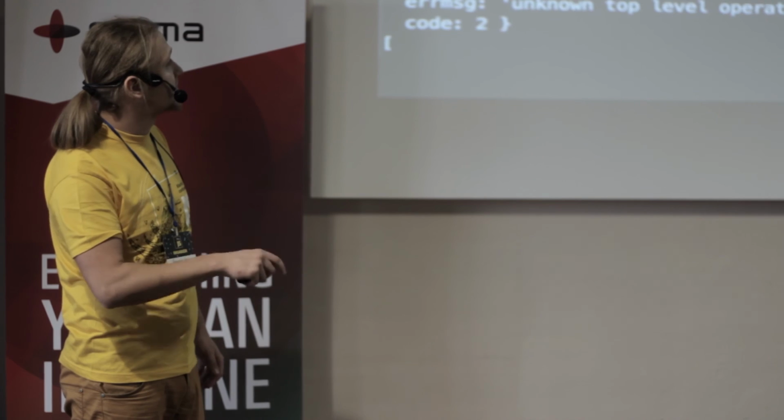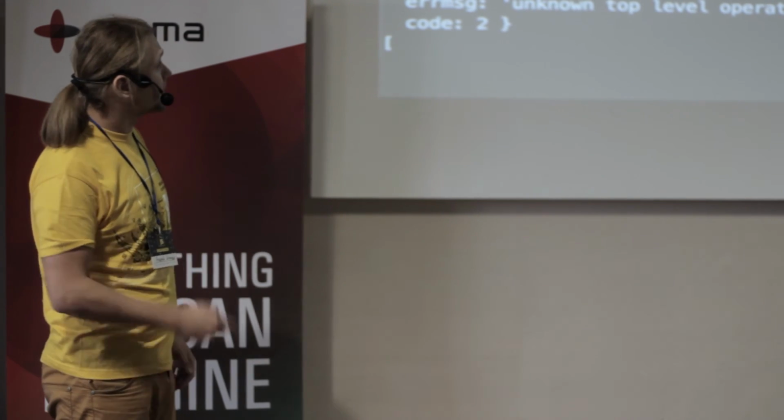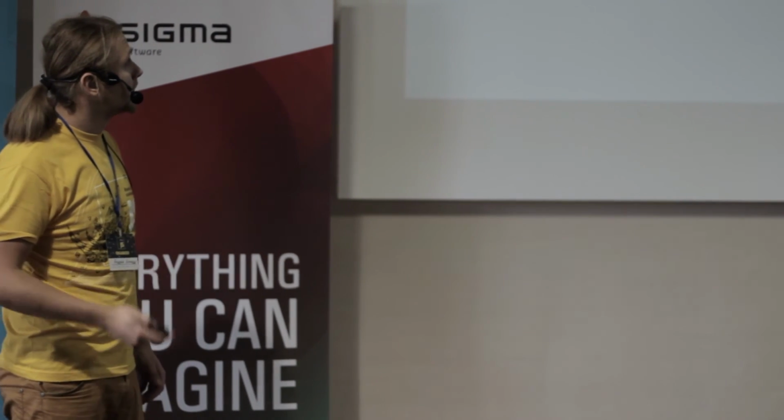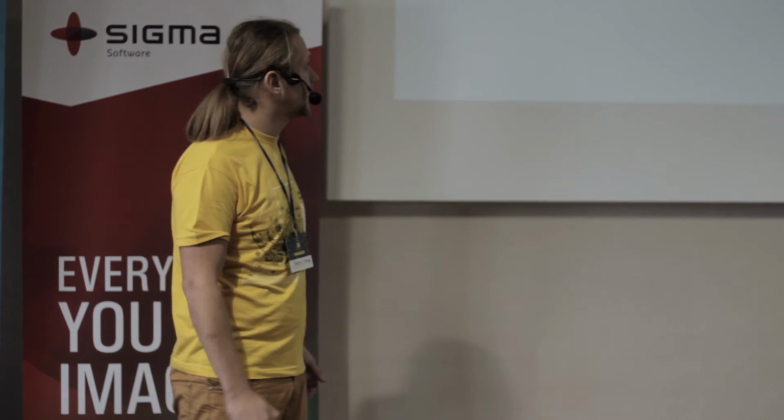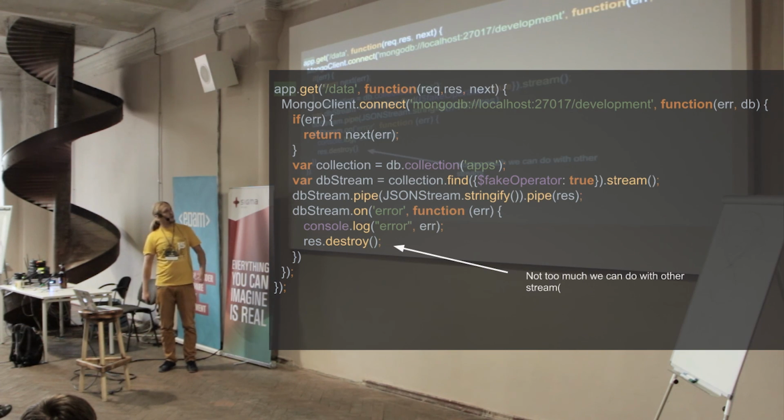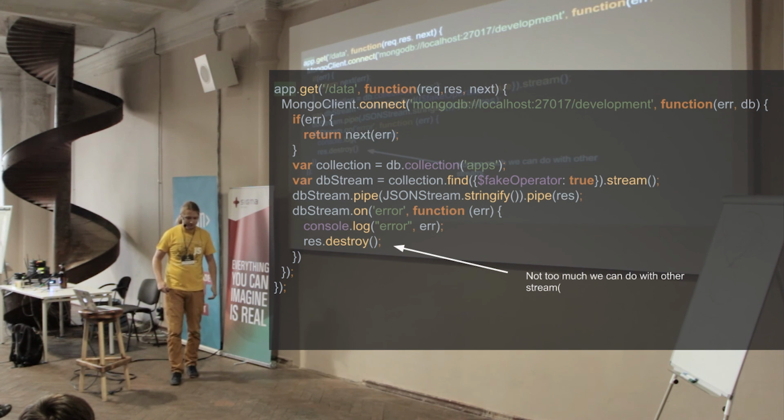So yeah, we got this error in the console, and it's pretty nice. I think we should try to do something with that. I don't know, maybe try to send a 503 or something, because that's an error in the backend, right? So what we can try to do is destroy the stream. It's also one method of streams. So let's try.